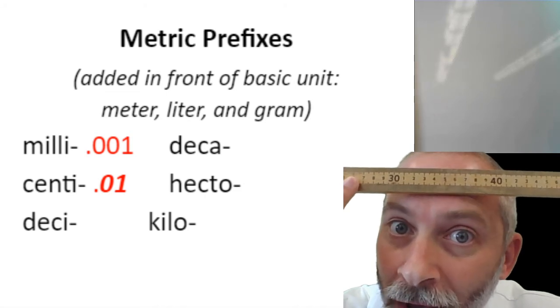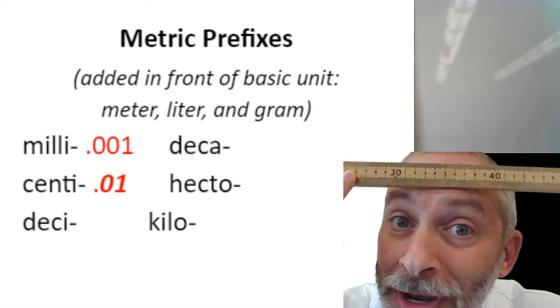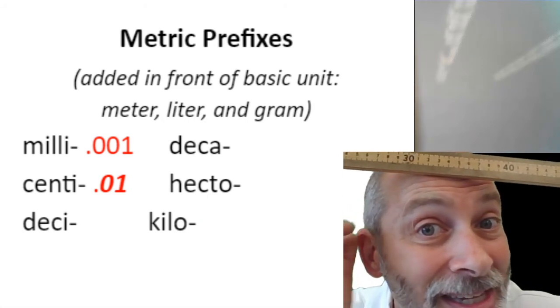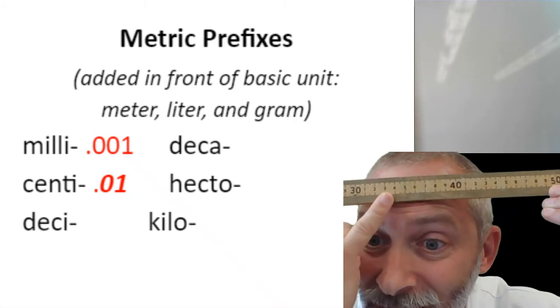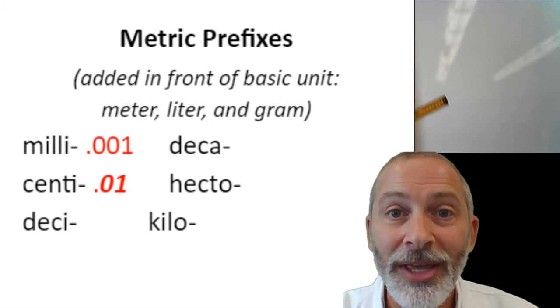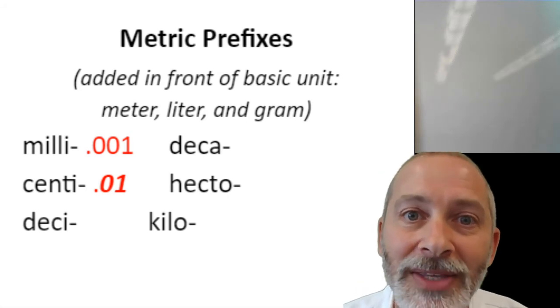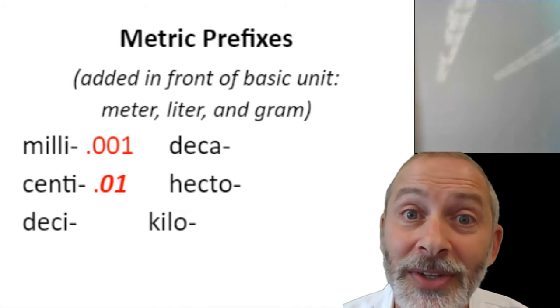0.01, 1/100th of a meter. What do you think we call that unit, everyone? A centimeter. A centimeter is about as thick as your pinky finger. So your pinky finger is about as big as a centimeter for a frame of reference. That brings us to the next one.